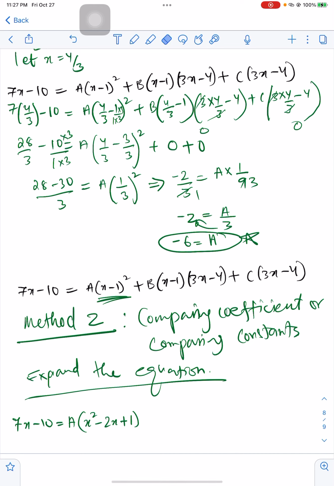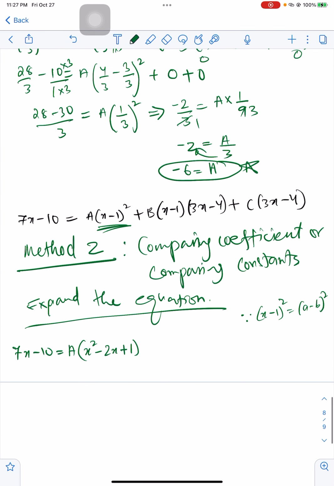Sorry, since x minus 1 whole square is a minus b whole square, which is a square minus 2ab plus b square. So this will be x square minus 2x plus 1.